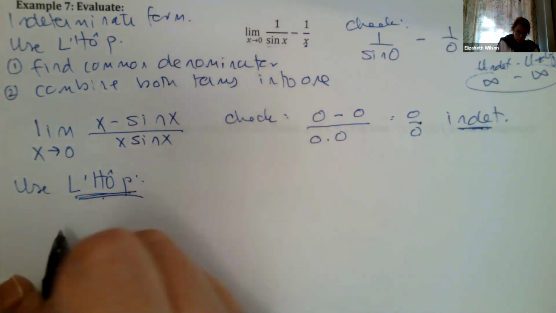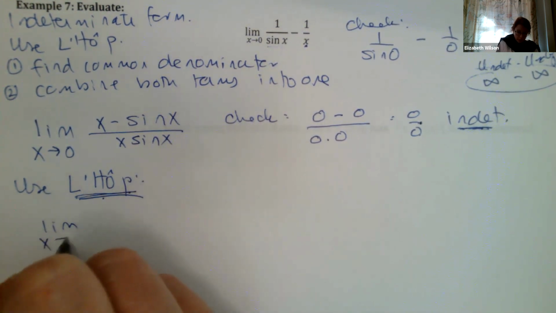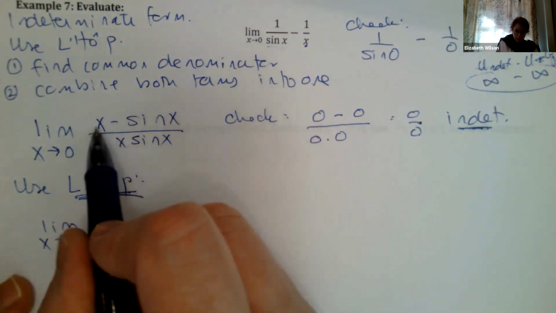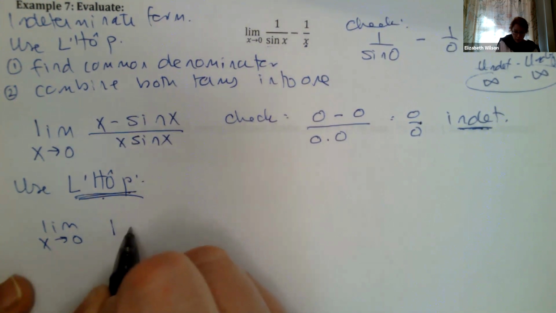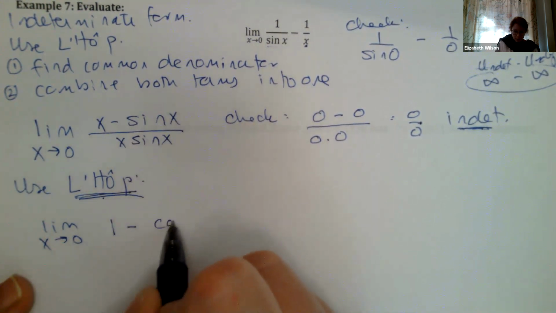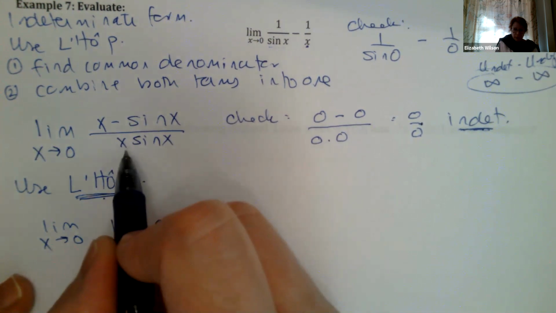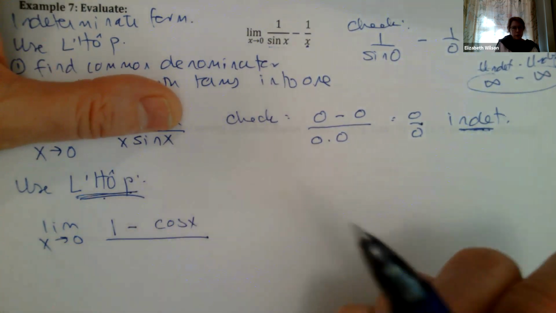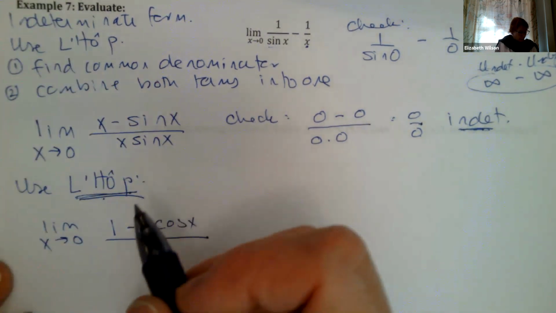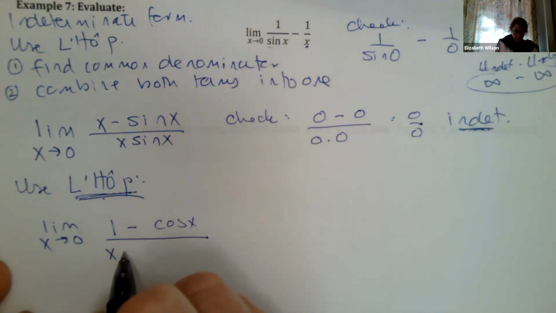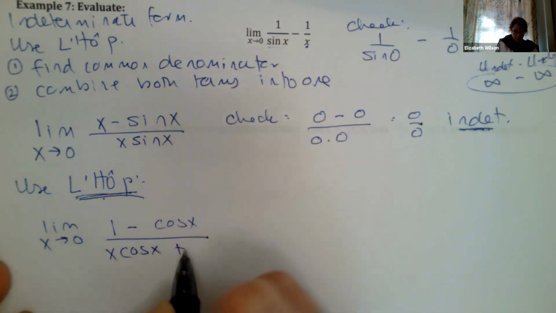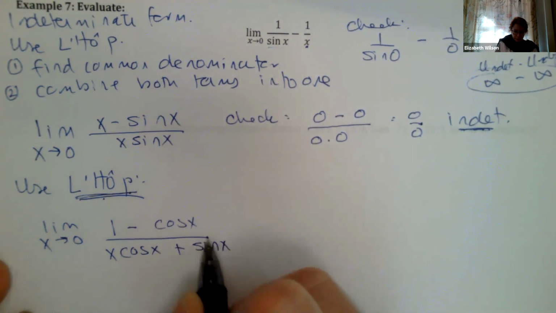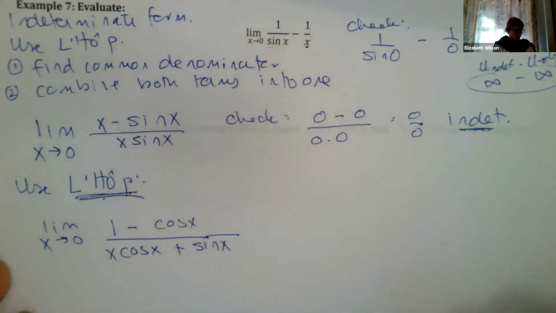So I'm going to do L'Hopital's rule. My limit as x goes to 0. Now I take the derivative of the top. That's going to be 1 minus cosine of x, all over the derivative of the denominator function. I have to use the product rule to evaluate it. So I'm going to say the first times the derivative of the second plus the second times the derivative of the first, which is equal to 1.